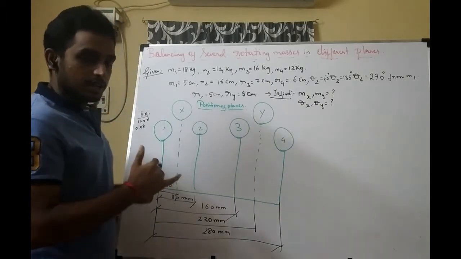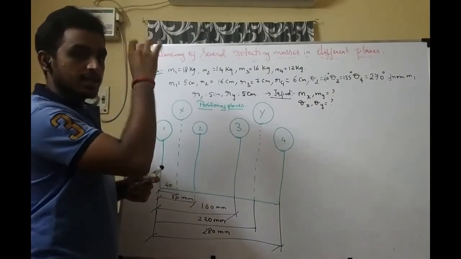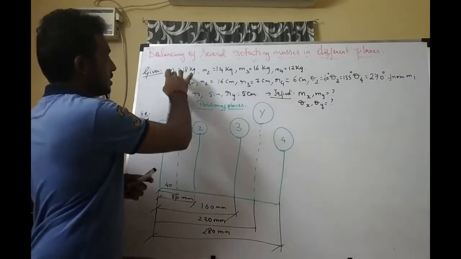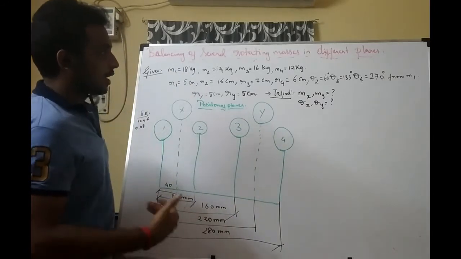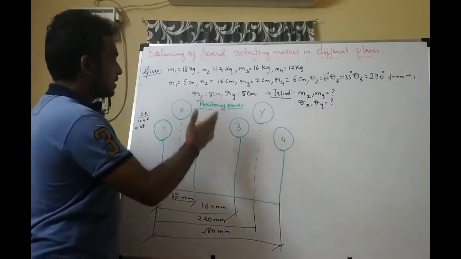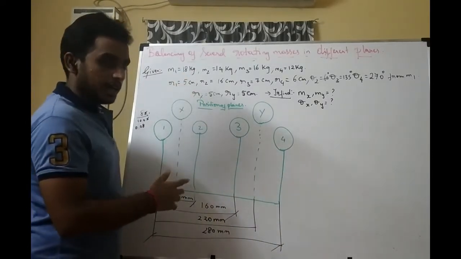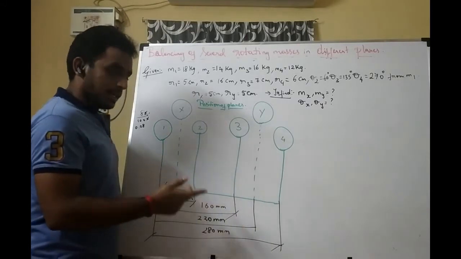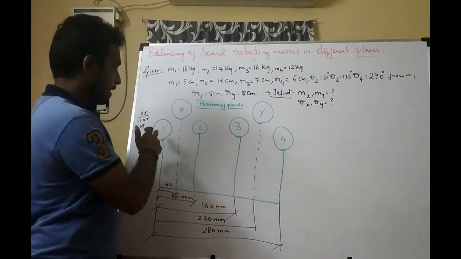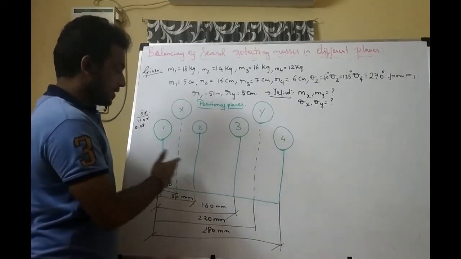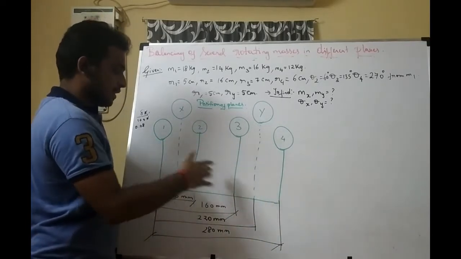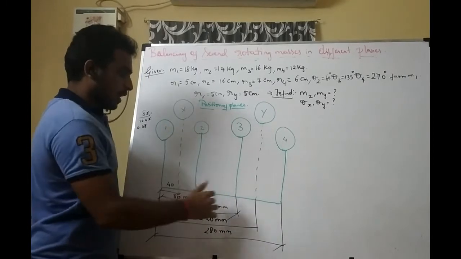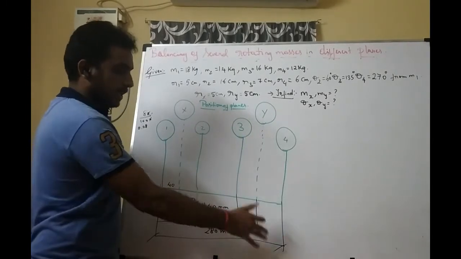That is the radial distance from the geometric center to the center of mass of those particular masses, that is M1, M2, M3 and M4. And then I have said another thing, that these masses are located at a distance of 8 centimeter from plane M1, that is M2 is located at 8 centimeter from M1, M3 is located at 16 centimeter from M1, and M4 is located at 28 centimeter from M1.